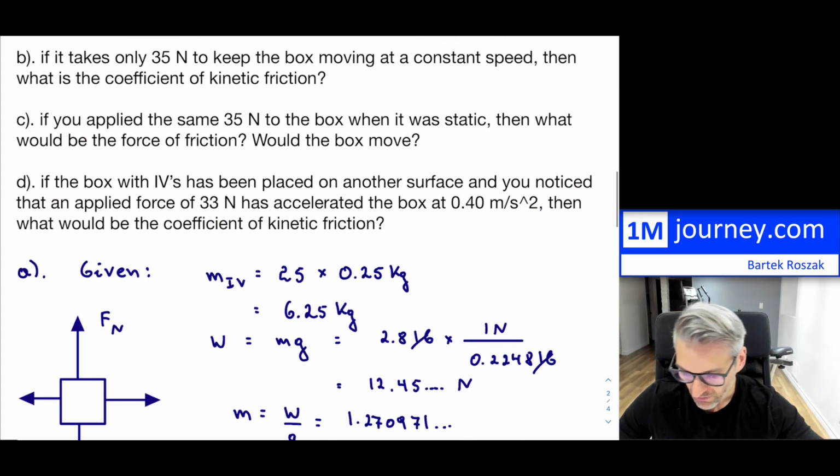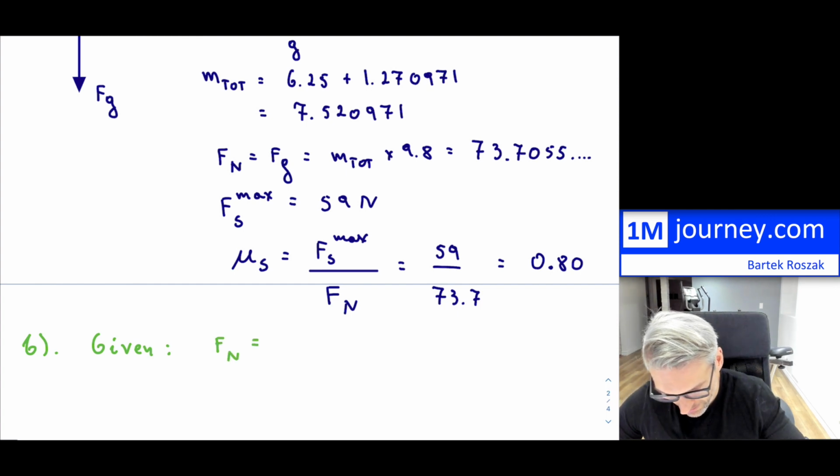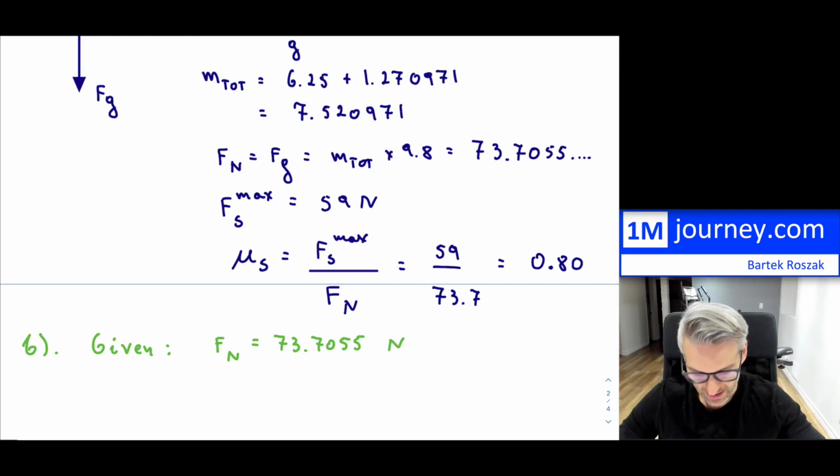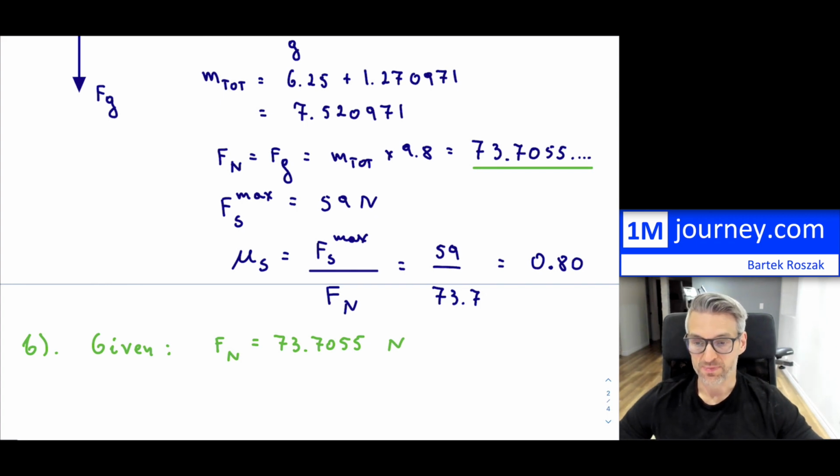Part B: if it takes only 35 newtons to keep the box moving at a constant speed, then what is the coefficient of kinetic friction? Well, what's really nice is that we already know what the force of normal is, so we don't have to go through all of that again. So 73.70, and 55. You can keep more decimal places; I didn't actually keep it here, so that's unfortunate. That's my force of normal.